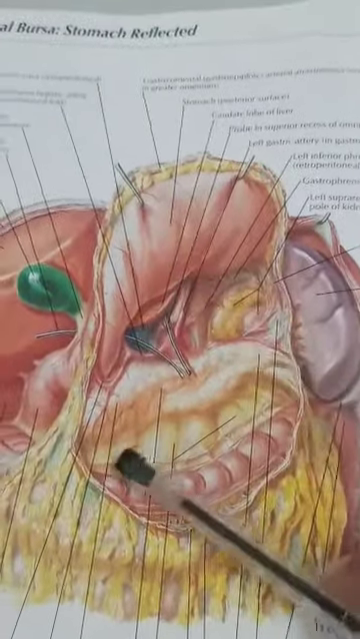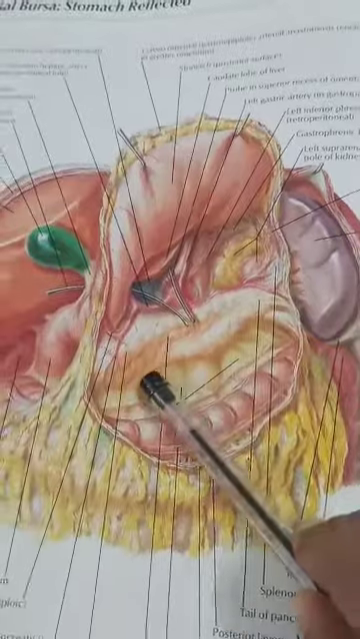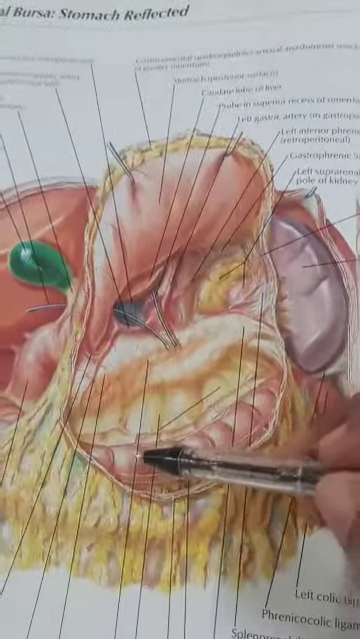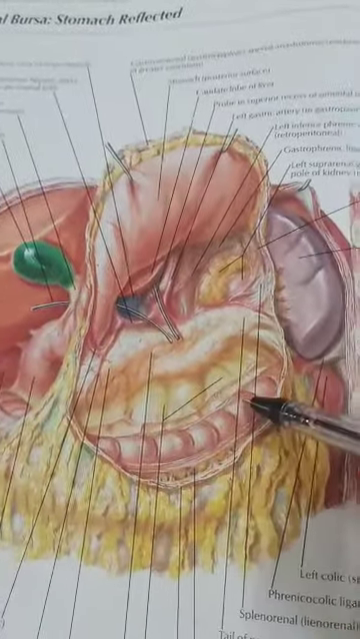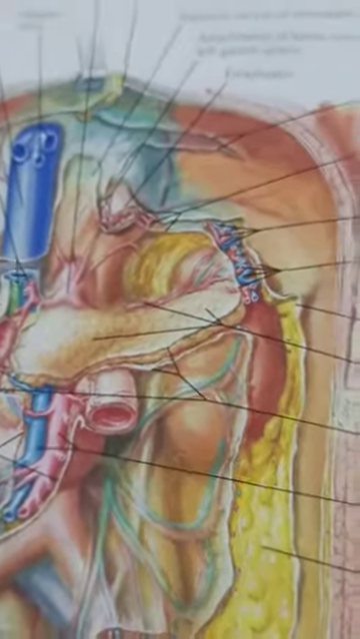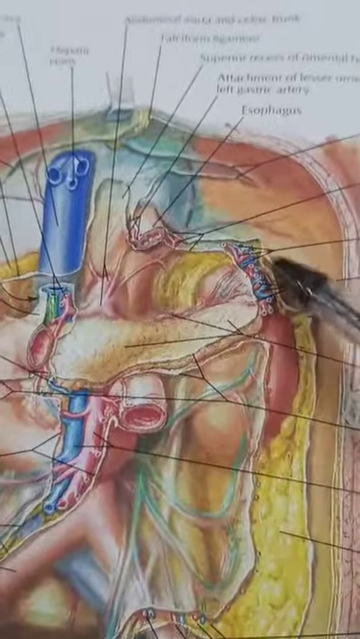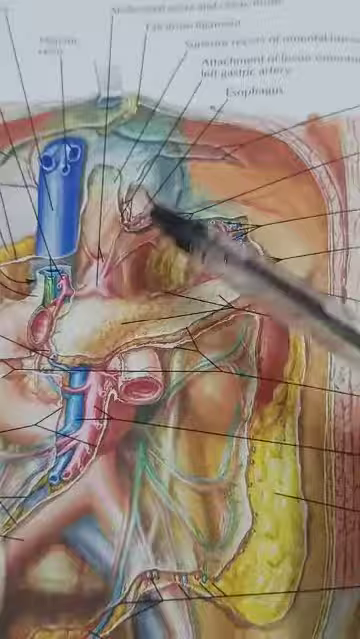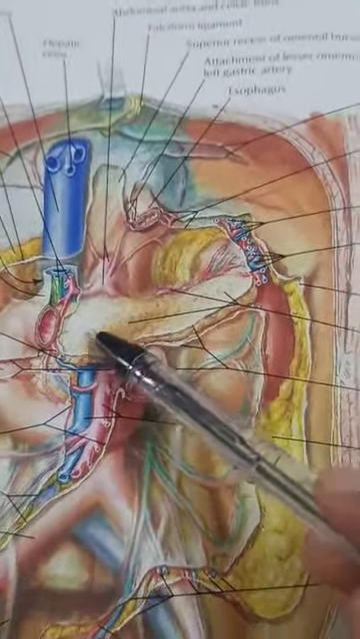Here the main structure we can see is our pancreas. This is the pancreas, and this is the transverse colon, the large intestine. Here we can see more structures. In this diagram we have removed the stomach, so after removing the stomach we can see the structures related posteriorly. Here we can see the pancreas.